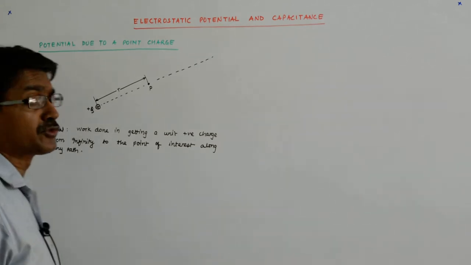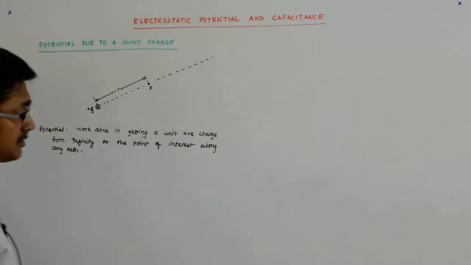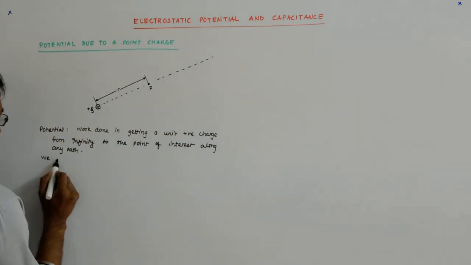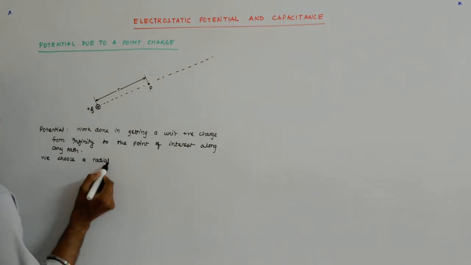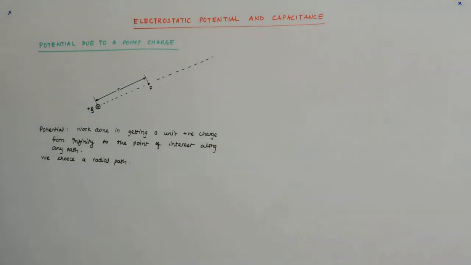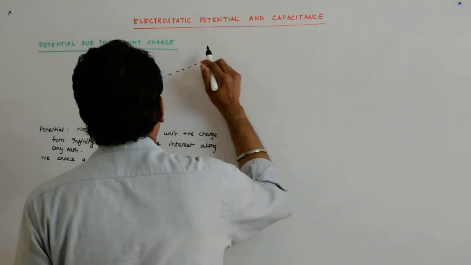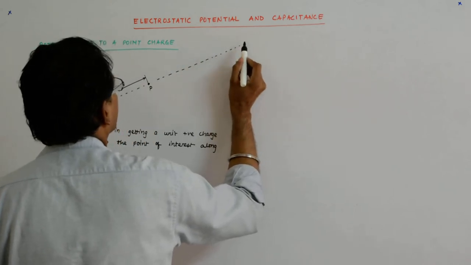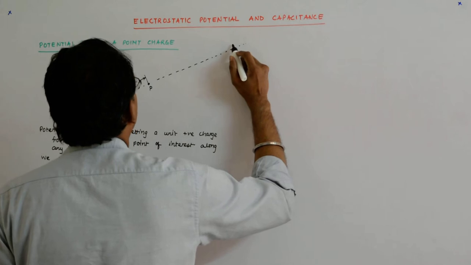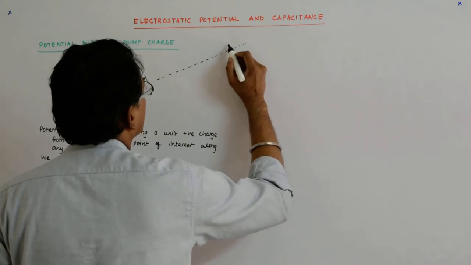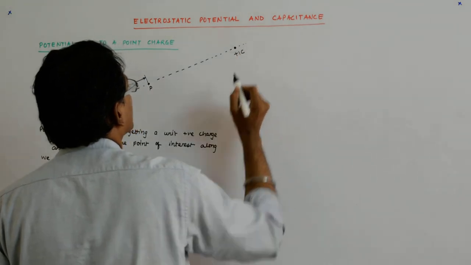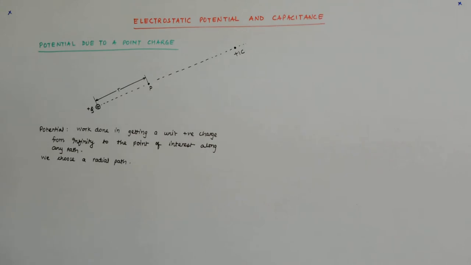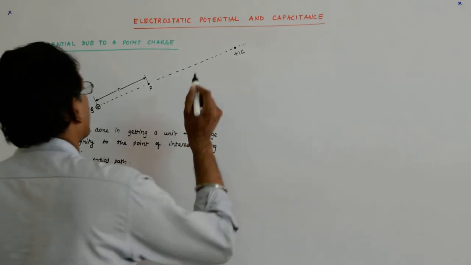For convenience, we are choosing a radial path. Okay? And it is coming all the way from infinity. And what are we bringing? We are bringing a charge of plus 1 coulomb. It is a charge of plus 1 coulomb that I am getting in.